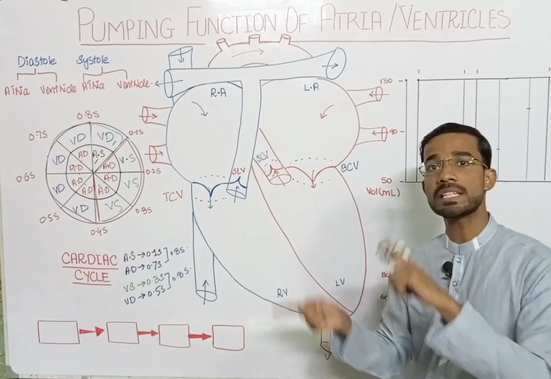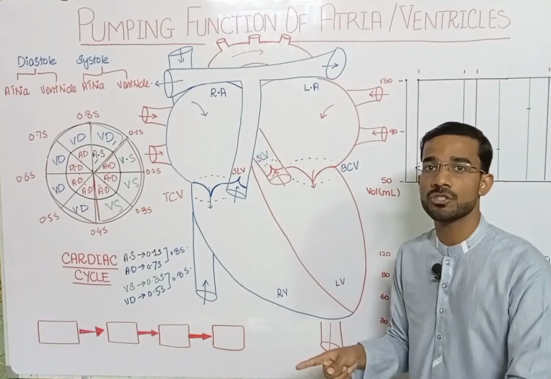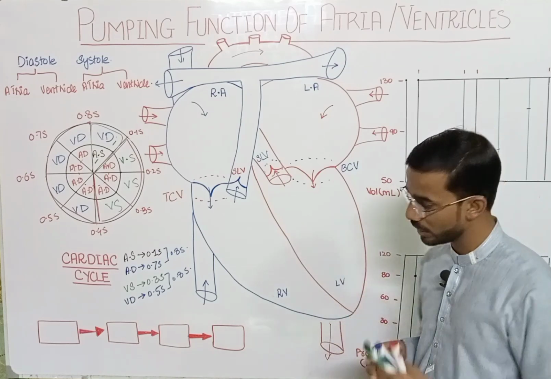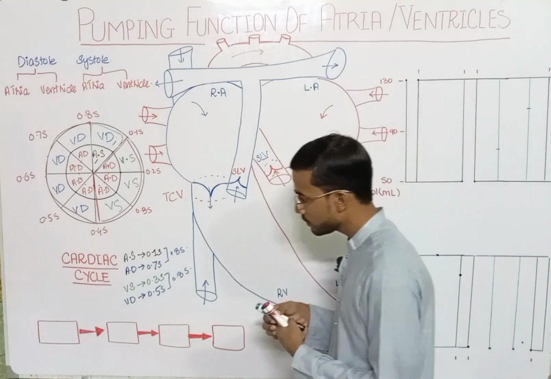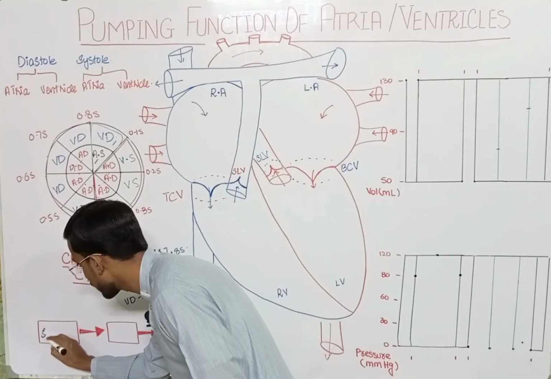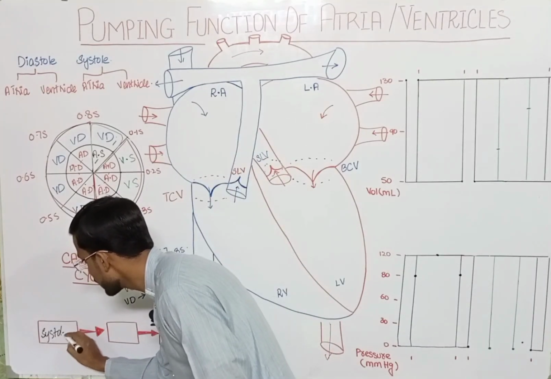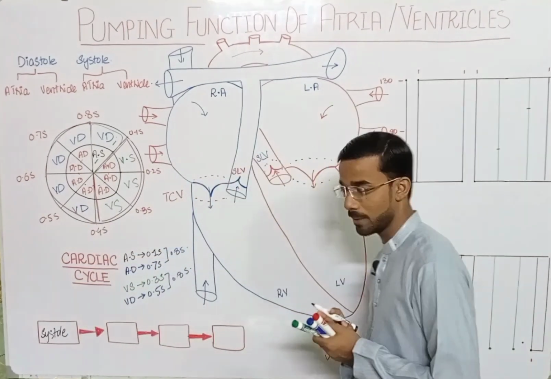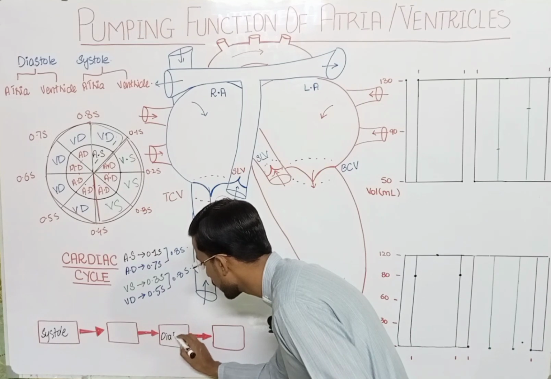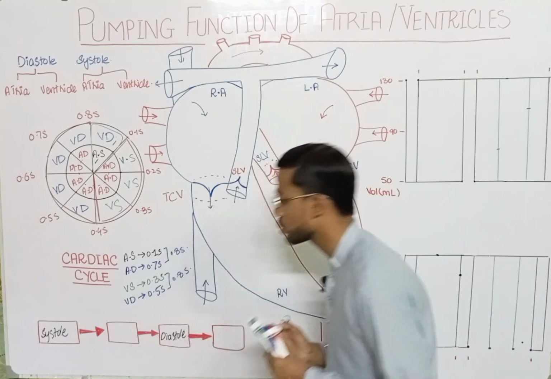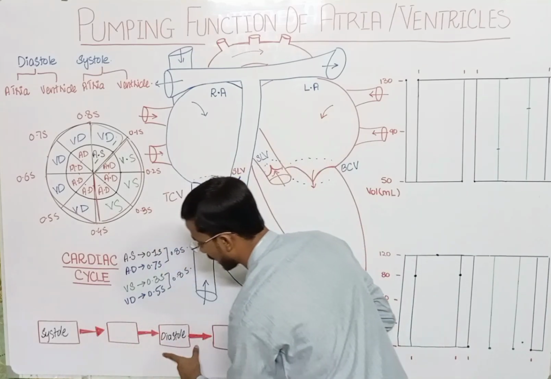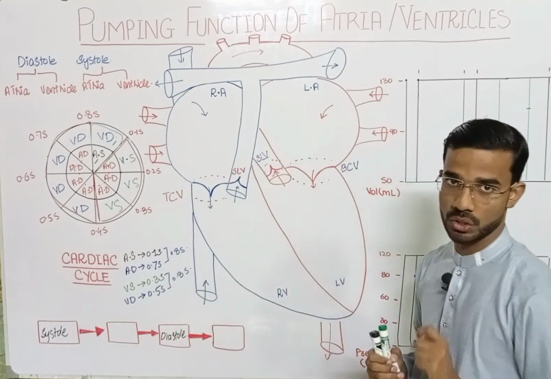In between the systolic state and the diastolic state, we see two different things. Let's suppose here is the systolic state. Or you can say this is the diastolic state. So in between the systolic and the diastolic state, you see another situation.